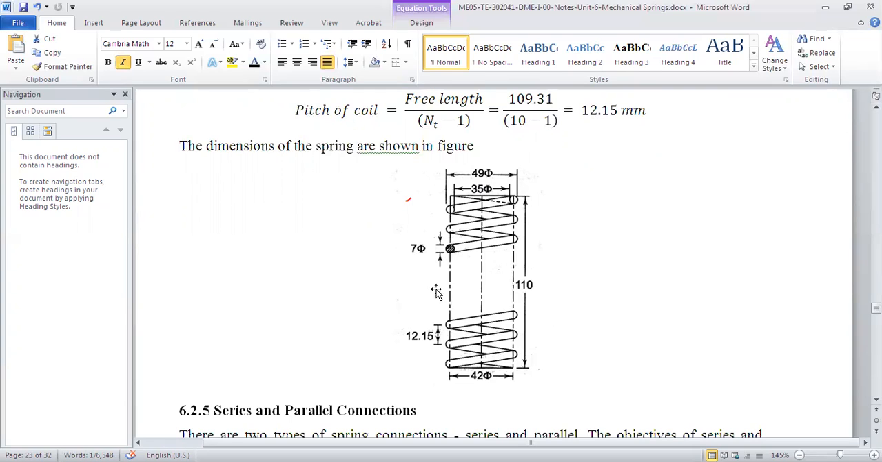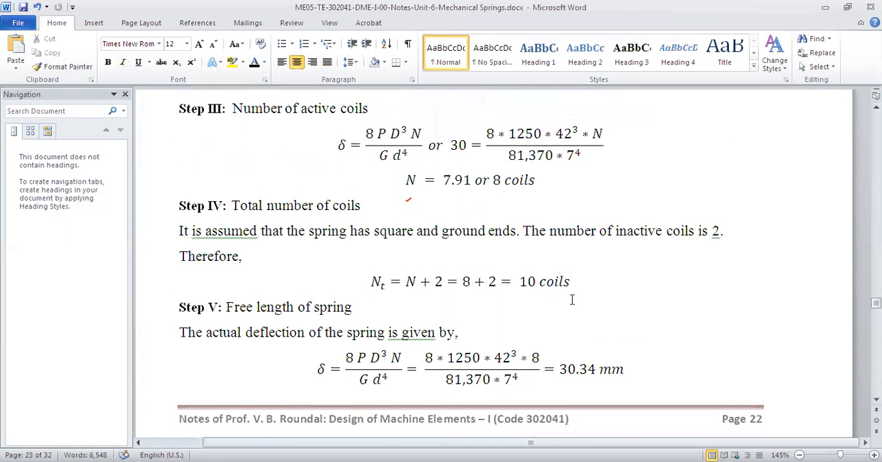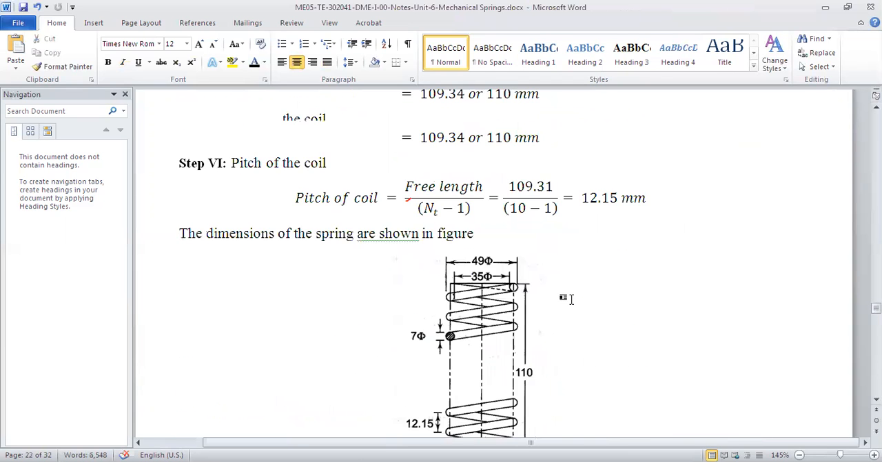Now 42 is the mean diameter of the spring, right? So 42 minus 7 will be the inner diameter of the coil, and plus 7 gives 49 as the outer diameter, which is shown at the top. The outer diameter is the mean diameter plus half the wire diameter on this side and half on this side. So the total diameter of the coil is as shown in the figure. This is how the spring will look when we complete the design.